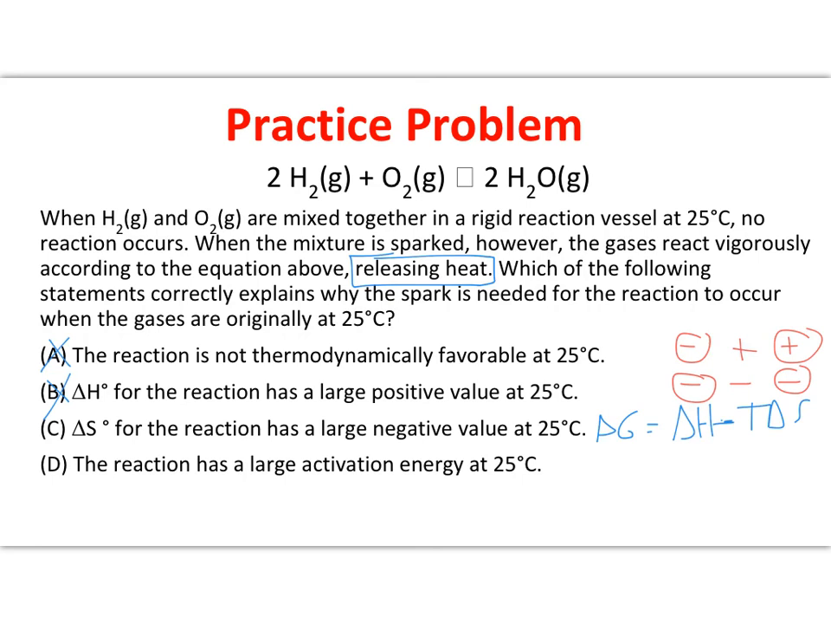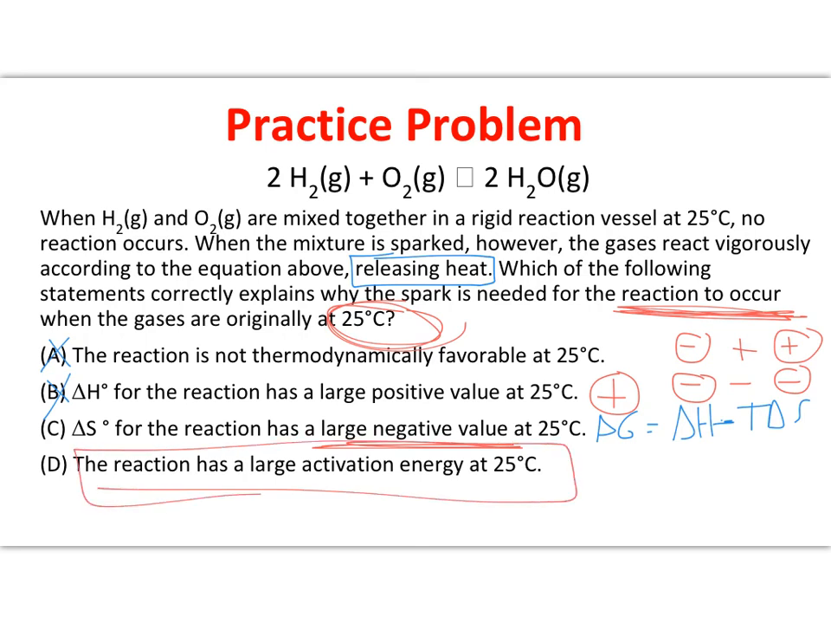However, the question is asking which of the following statements correctly explains why the spark is needed for the reaction to occur. If the reaction occurs, it's thermodynamically favorable at 25 degrees Celsius. So the fact that it has a large negative value, the delta S at 25 degrees, would actually cause the delta G to be positive, meaning it's not spontaneous. So that choice does not support what the question is telling us. So that leaves us with choice D.